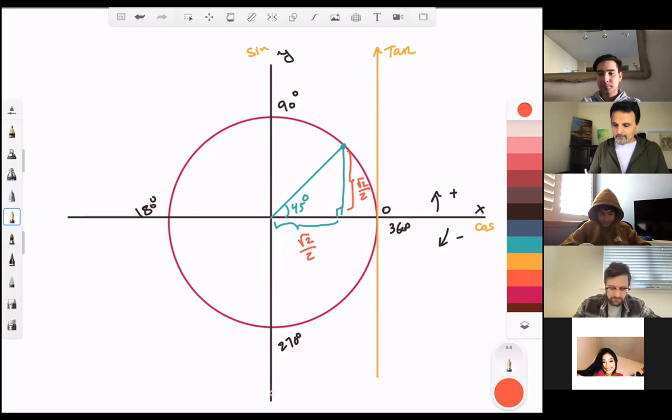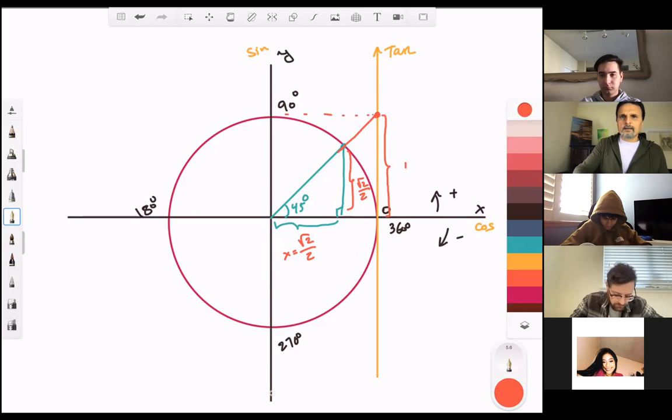Correct, that's x because the length, this is the value of x and y. For the tangent, we let this line go, it will hit here. This length will be tangent of 45, which is the same as 1. If you look at the unit circle, tangent of 45 degrees equals 1.